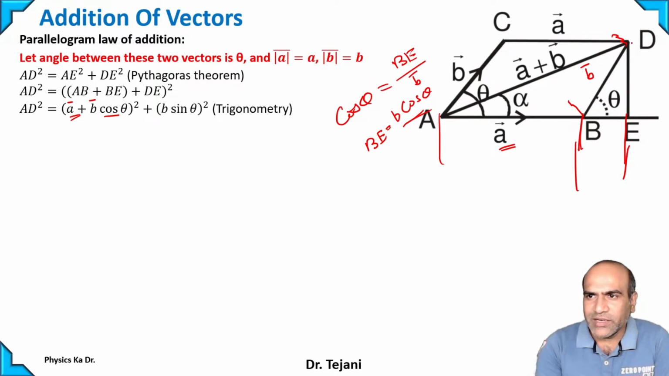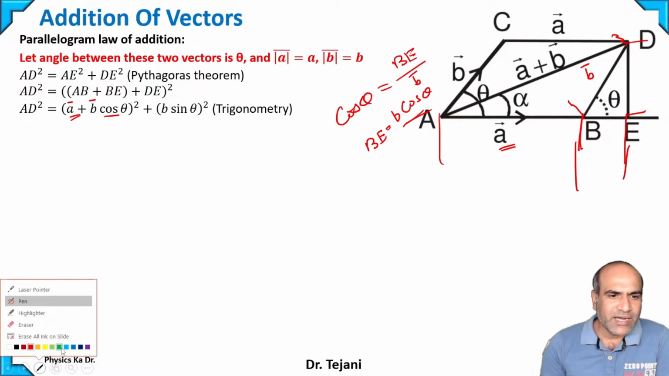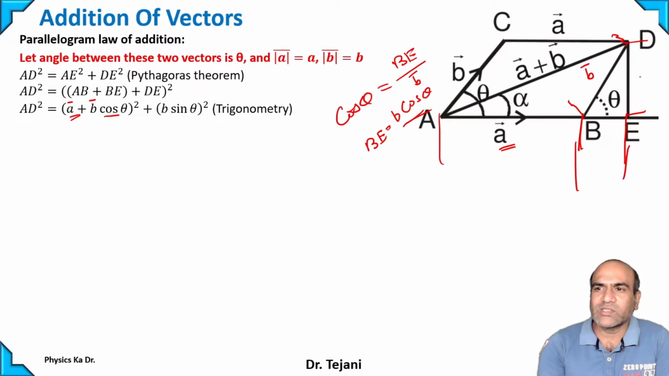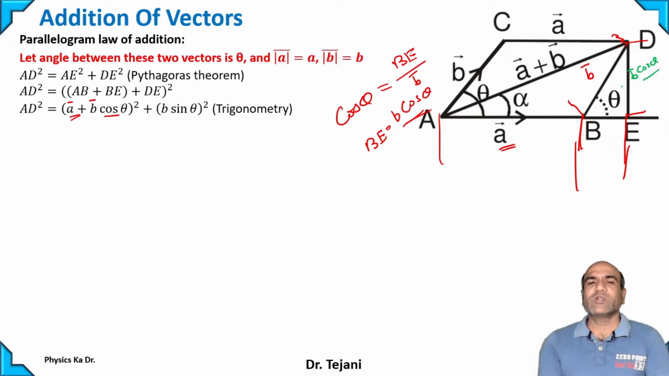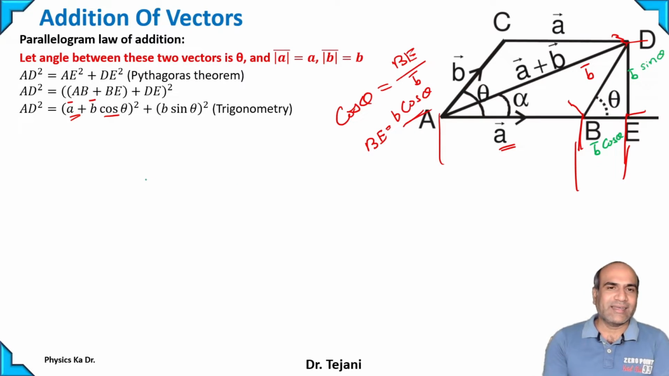Similarly, we need a DE component. If one is sin theta, the other should be cos theta, or if one is cos theta, the other should be sin theta. Simple trigonometry, already studied. This line becomes B bar sin theta. We correct it: this becomes B bar sin theta. Great. So this is DE, from simple trigonometry.